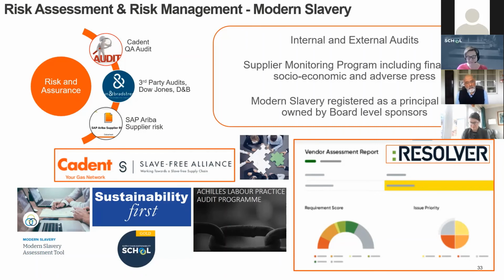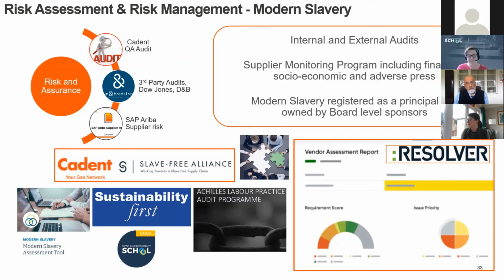The other one is using third-party audits like Dow Jones, Dun & Bradstreet. We'll also keep our ears to the ground in terms of adverse publicity that might be generated around modern slavery from the supply chain, from Cadent supply chain. So we have triggers, electronic triggers, which are web-based that drive those kind of results there.